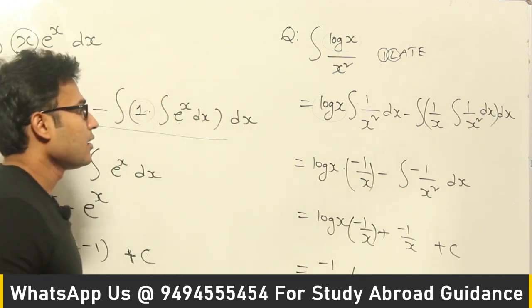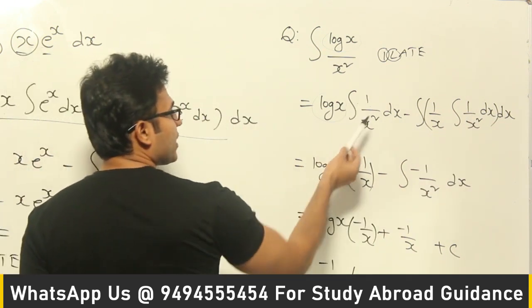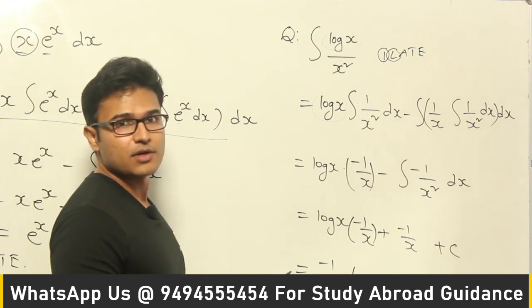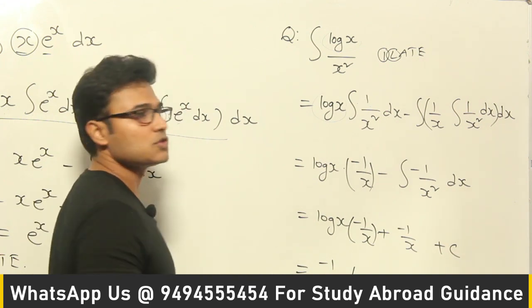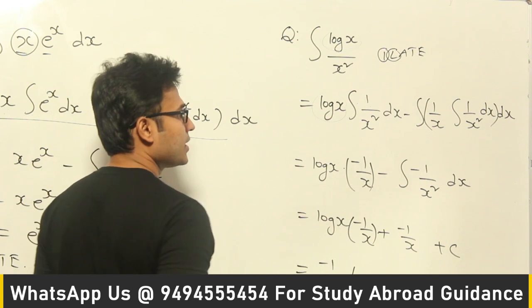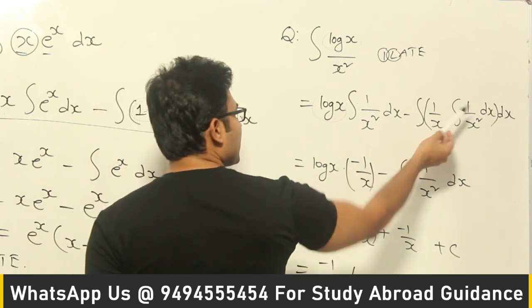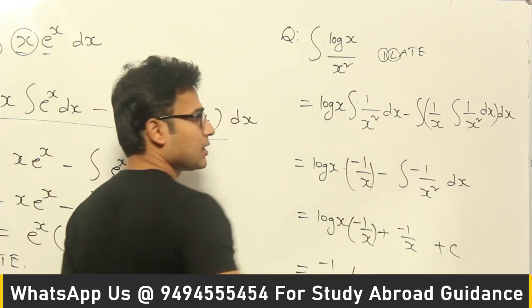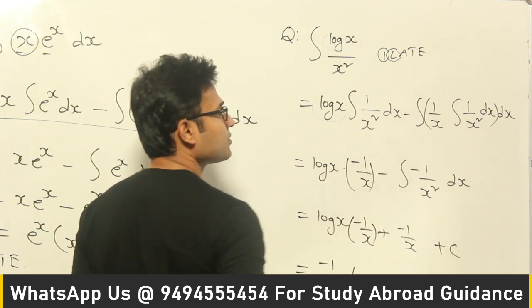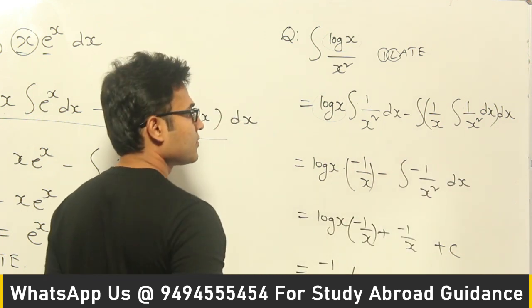Got it? Now what is 1 by x square? You can write it as x power n, which means x power minus 2. Then you are going to get minus 1 by x. Now what about 1 by x square? It is minus 1 by x, and you multiply it with minus 1 by x, it is going to be 1 by x square, right?